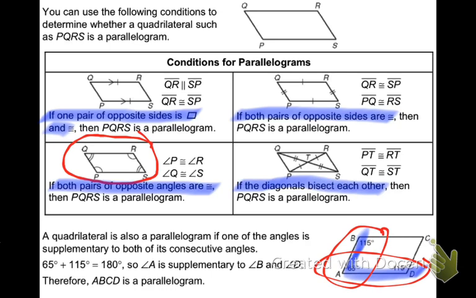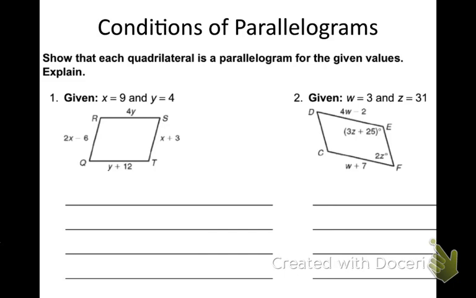So for example here, let's erase this. Same side, yeah. Angles A and B would be same side interior angles. So you have two consecutive same side interior angles. That means the lines are parallel to each other, which then means it's a parallelogram. That's why that works. Nice job. So the first thing we're going to do is show that the quadrilateral is a parallelogram for the given values. Okay, so number one, it gives us x equals 9 and y equals 4.